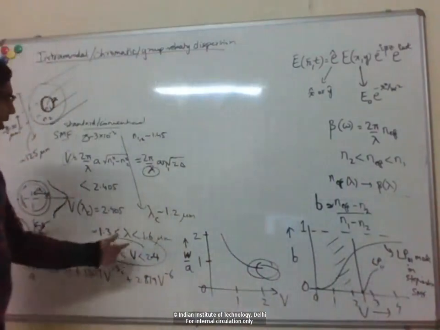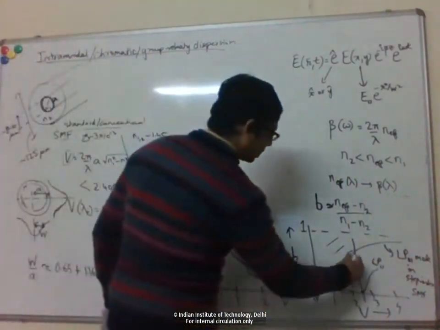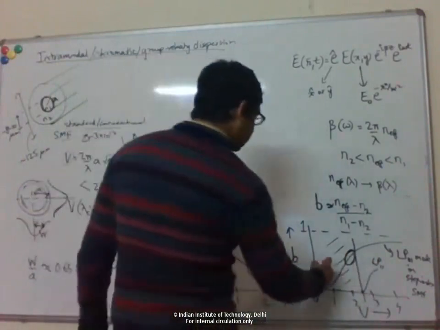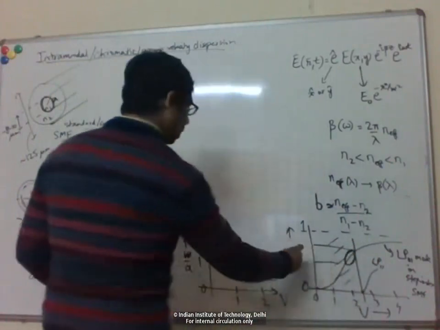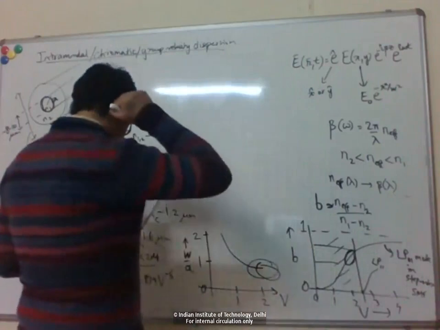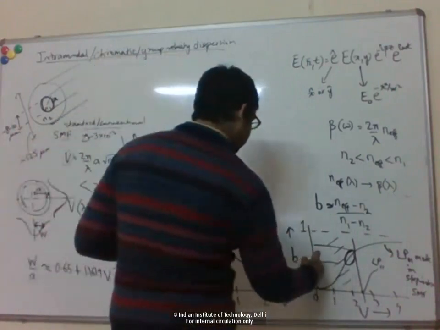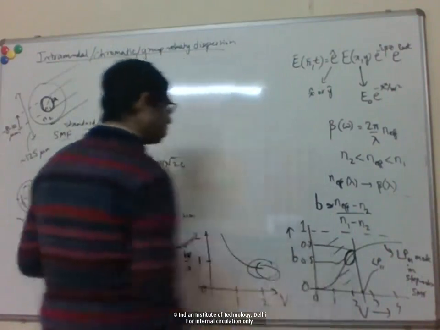Right, so for the telecom range of wavelengths, we are typically in this region here, again, between 2 and 2.4. For that, the normalized propagation constant lies between roughly 0.5 to 0.7 in that range.